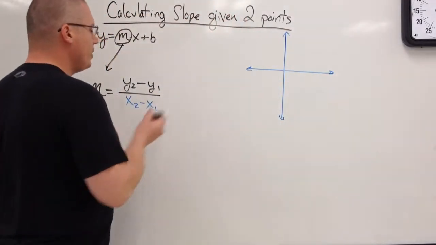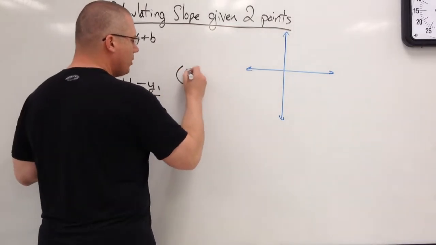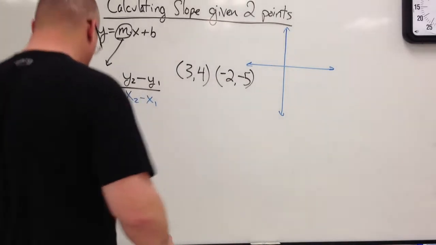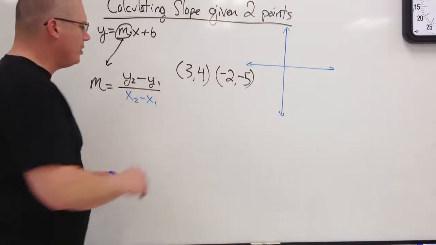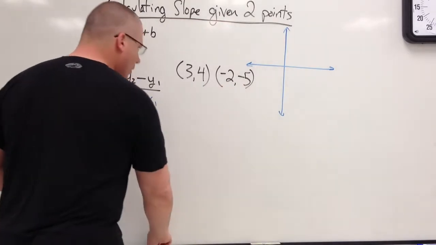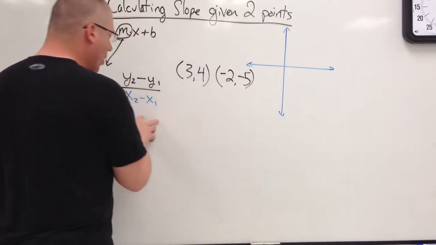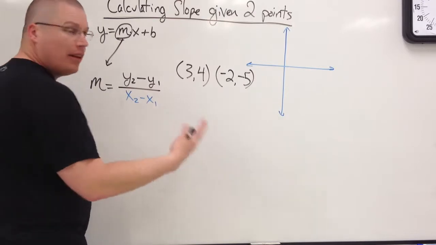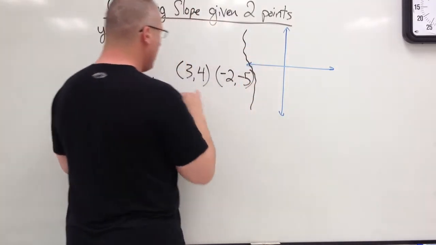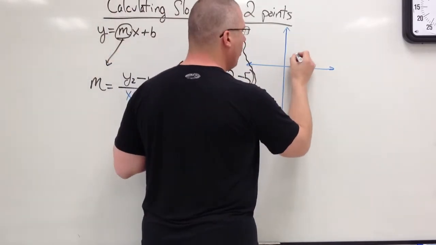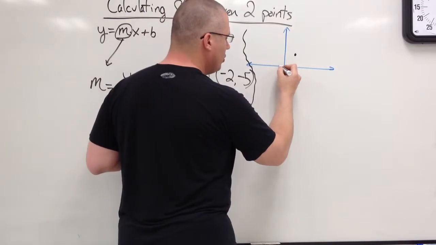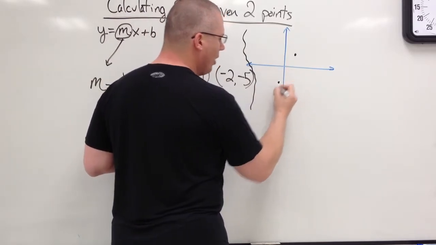So let's take a look at an example. Two ordered pairs, 3, 4, and -2, -5. I'm going to use my formula, substitute things in, and calculate for my slope. Let's just get an idea of what it visually would look like. 3, 4 would be 3 right, 4 up, so it would be somewhere there. -2, -5. 2 left, 5 down, so it would be somewhere in here.